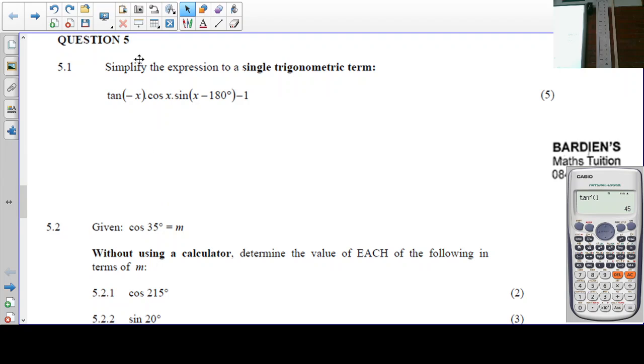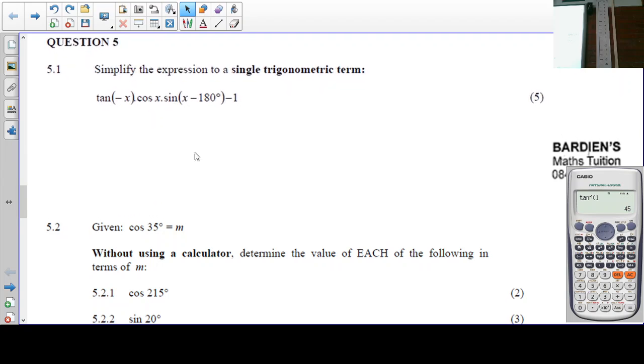Alright, let's look at question 5. Our favorite, trigonometry. Remember in this exam, because of the weighting change and COVID and all of those things, geometry has dropped 10 marks and it was given to the trigonometry section of it. So make sure that you know your trigonometry. Alright? So question 5.1 says, simplify the expression to a single trigonometric term.